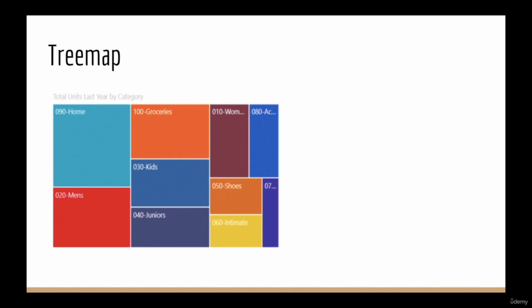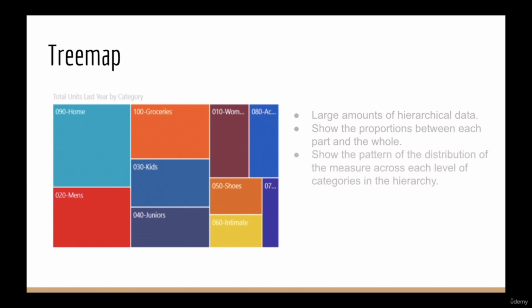Tree maps are a great choice to display large amounts of hierarchical data, to show the proportions between each part and the whole, to show the pattern of distribution of the measure across each level of categories in the hierarchy, to show attributes using size and color coding, and to spot patterns, outliers, and most important contributors, and also exceptions.